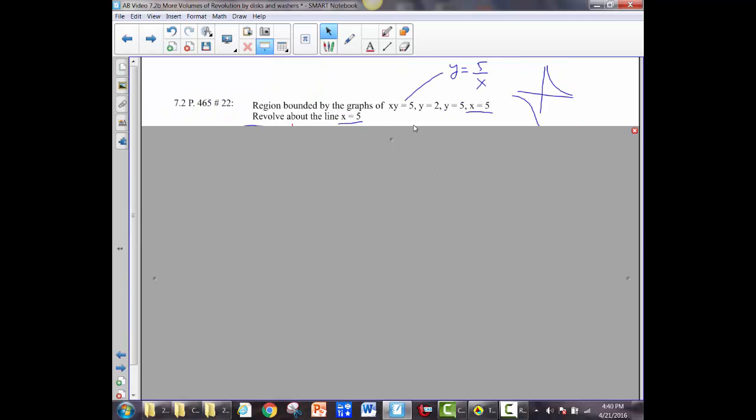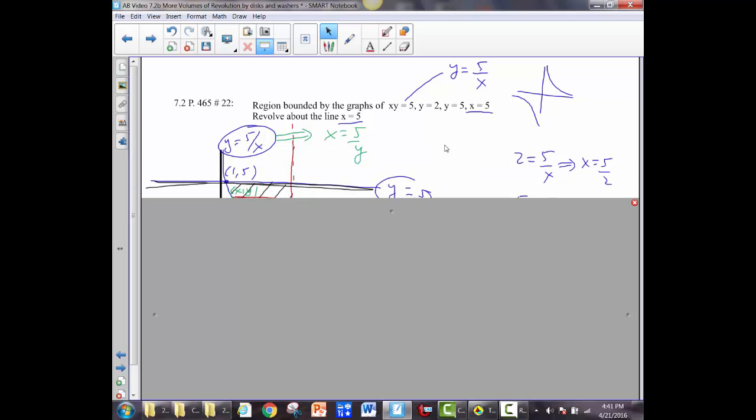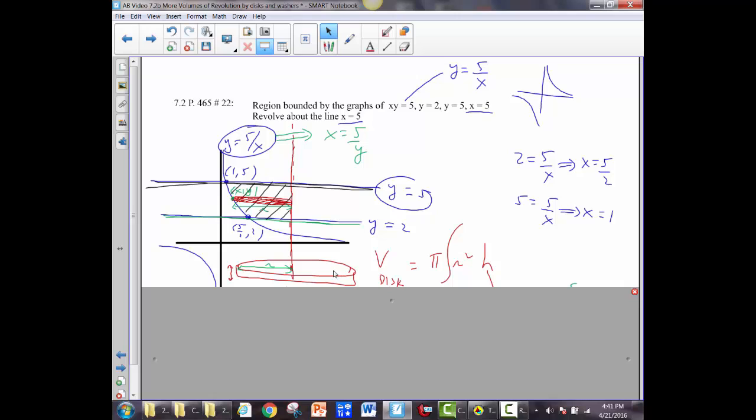Okay, the region bounded by the graphs of xy equals 5, which is y equals 5 over x, which is this rectangular hyperbola, the horizontal line y equals 2, the horizontal line y equals 5, and the vertical line x equals 5. You're going to take that region and revolve it about x equals 5, which is one of its own borders, so it will be a disk.